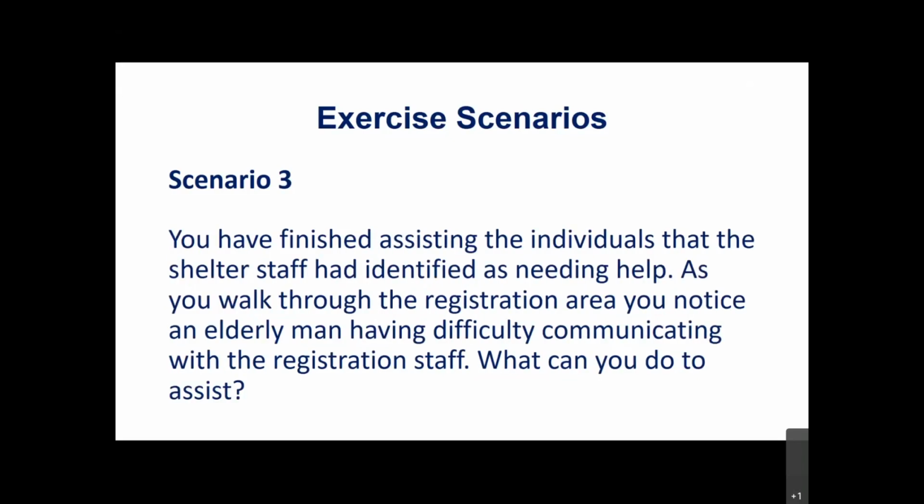Scenario 3. You have finished assisting the individuals that the shelter staff had identified as needing help. As you walk through the registration area, you notice an elderly man having difficulty communicating with the registration staff. What can you do to assist? Well, let's see what they do with this one. They're being so creative.